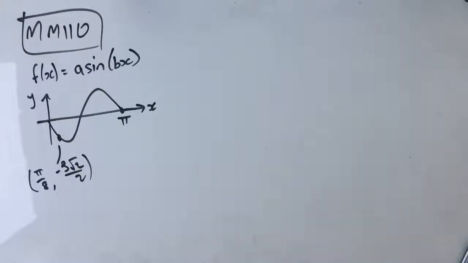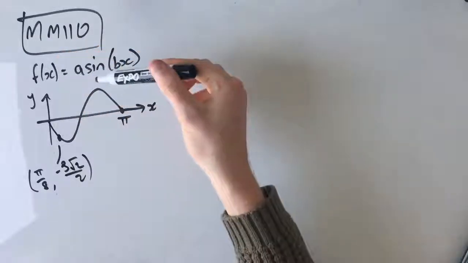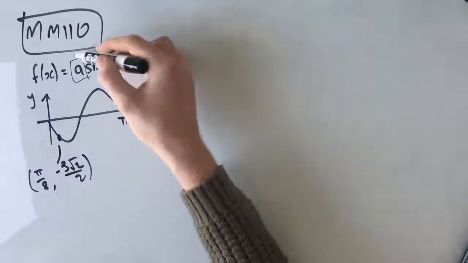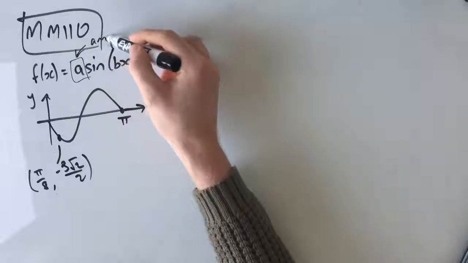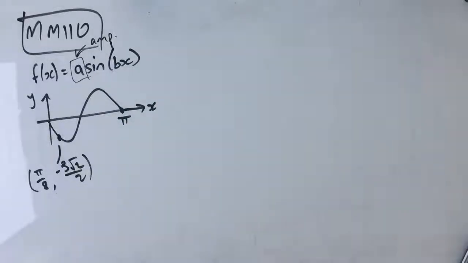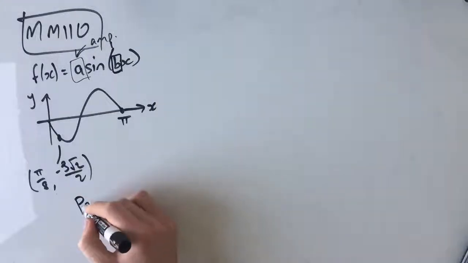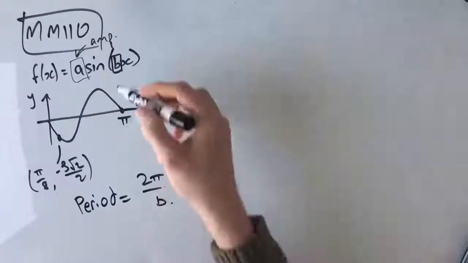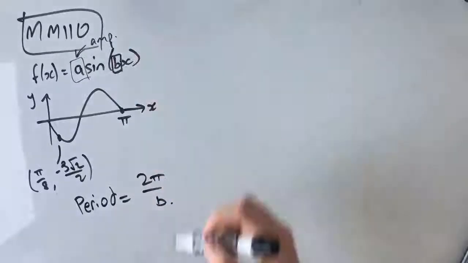And in this question, we're asked to find the amplitude of the graph of f. So we've got this graph f of x equals a sine of bx, and a is going to be our amplitude. Cool. So let's start off with our b value. So we know that the period of a sine graph is equal to 2 pi over b, where b is our coefficient of our x value.